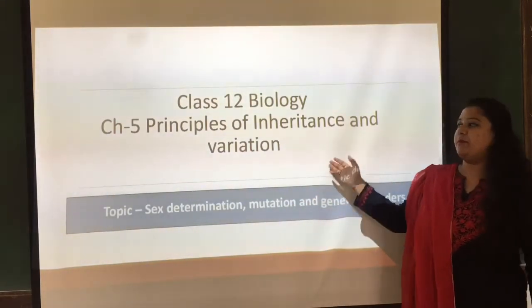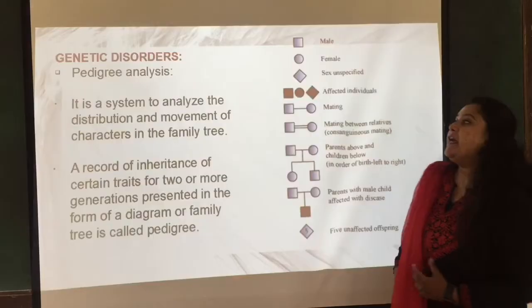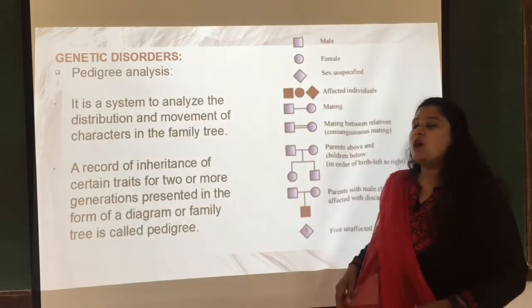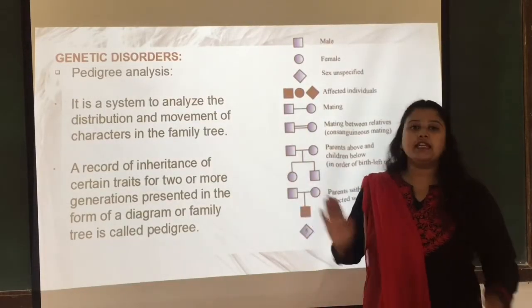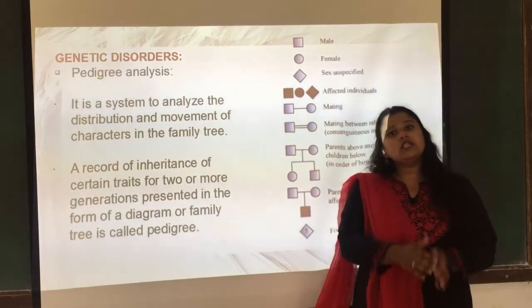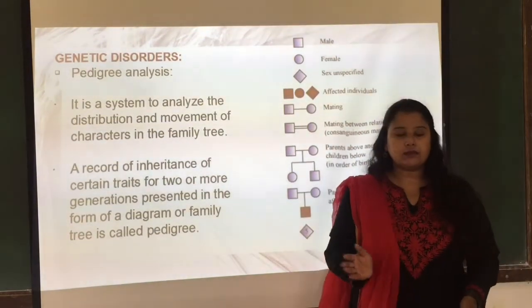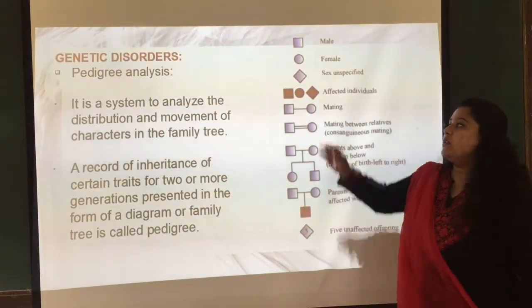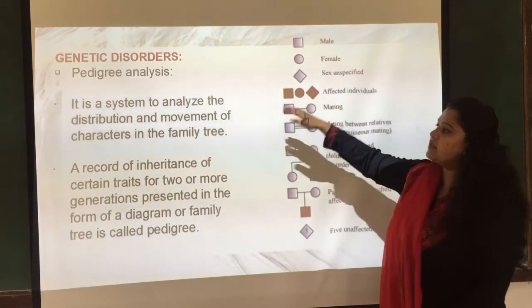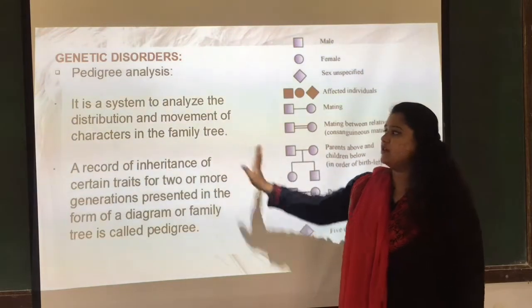Last video of chapter number 5, that is the principles of inheritance and variation. The next and the last topic of this chapter is genetic disorders. In the genetic disorders we are going to see different types of disorders. The first is pedigree analysis. Pedigree analysis is a system to analyze the distribution and movement of characters in a family tree.